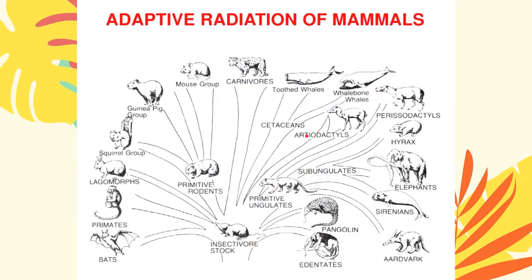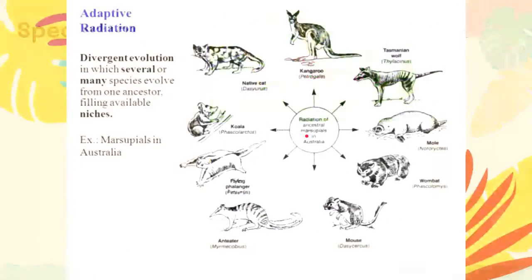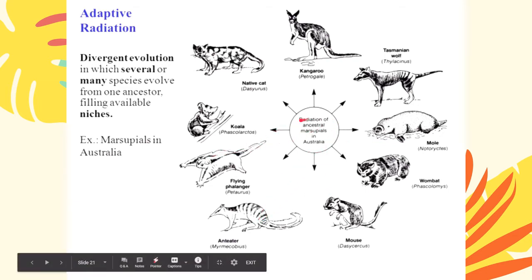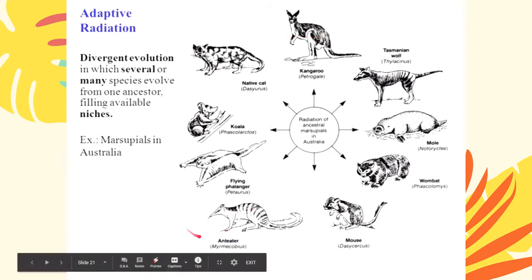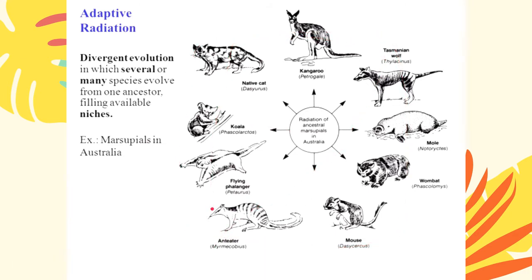So the reason why most mammals in Australia are marsupials is because they have an ancestral marsupial. So they evolved from one ancestor to become a marsupial kangaroo, marsupial mole, marsupial anteater, marsupial flying phalanger, marsupial mammals, to become better adapted to their environment. So divergent evolution, in which several or many species evolve from one ancestor, filling available niches. So all the marsupial mammals in Australia are examples of adaptive radiation.